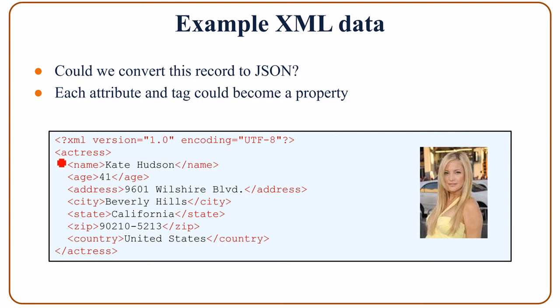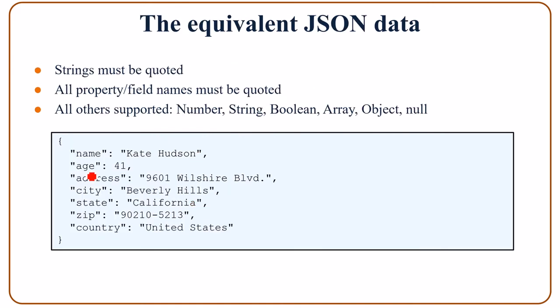Each element has a starting tag and an ending tag. For example, name is a starting tag and the other is the ending tag. The difference between the ending tag and the starting tag is a slash. Could we convert this record to JSON format? If we do so, then each attribute and tag could become a property. This is the equivalent JSON data.